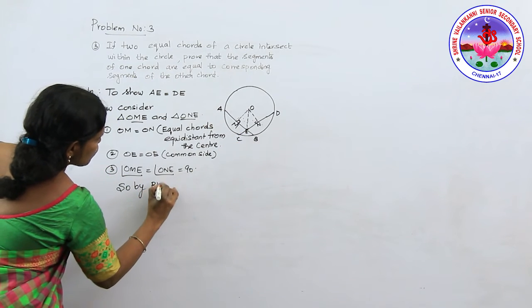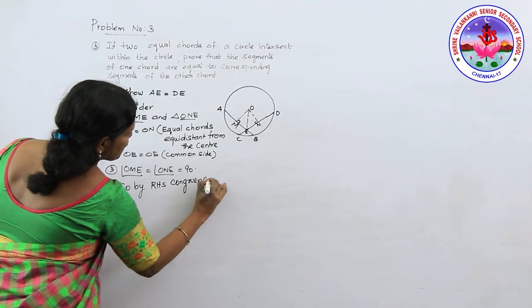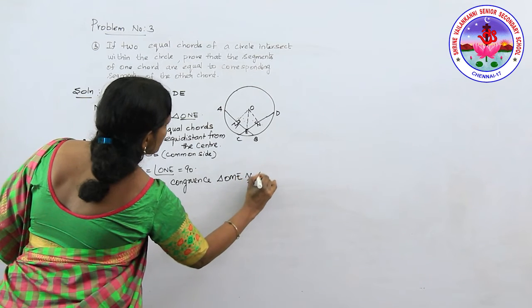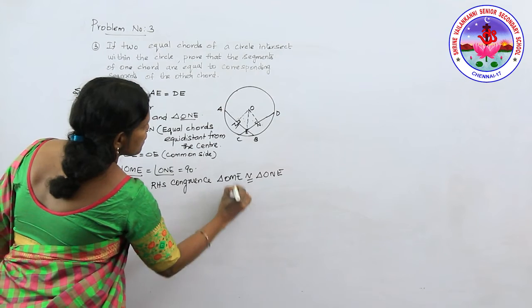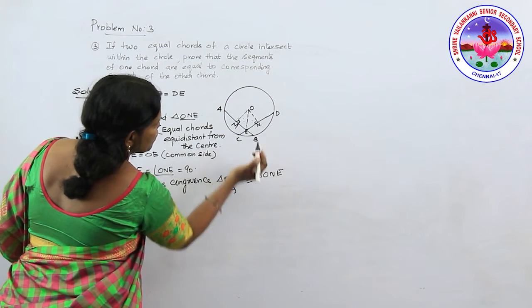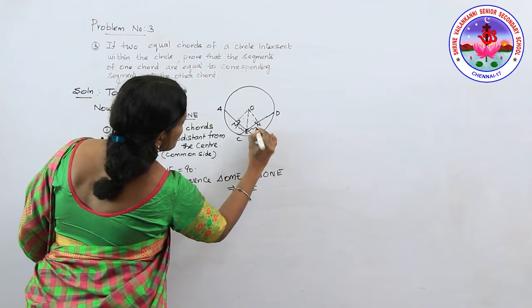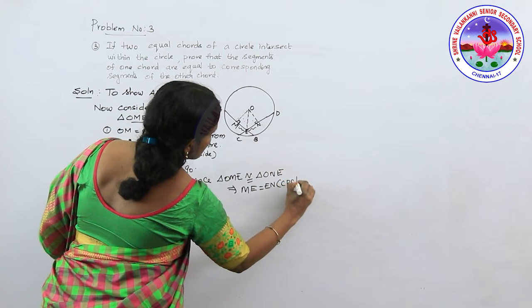So by RHS congruence, triangle OME is congruent to triangle ONE. Which implies ME is equivalent to EN by CPCT. So I got ME is equal to EN by CPCT.